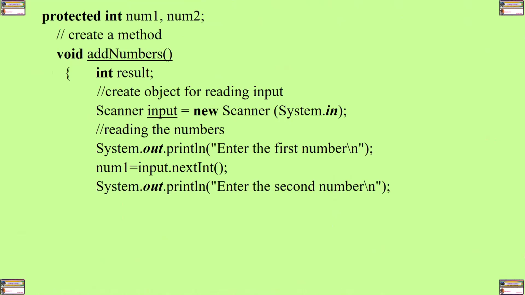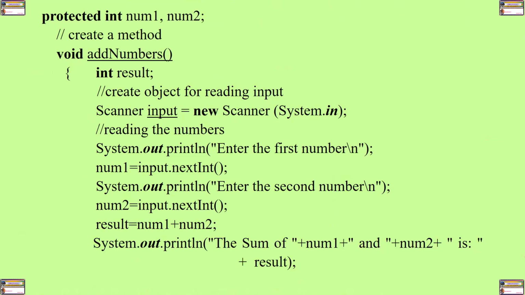Then we request the user to enter the second number, and the value typed will be read by the method called nextInt. It will be read through the object input, and it will be stored in the memory location called num2. From there, we request the compiler or the processor to pick the content in the memory location called num2 and add it to the content in the memory location called num1, and the result will be stored or assigned in the memory location called result.